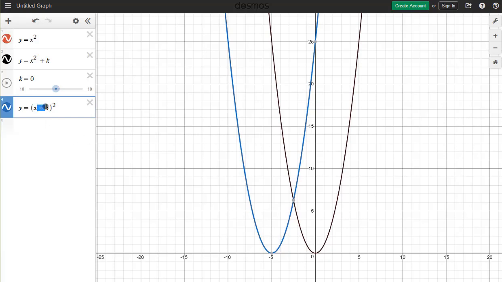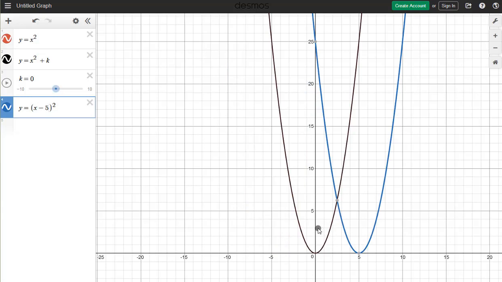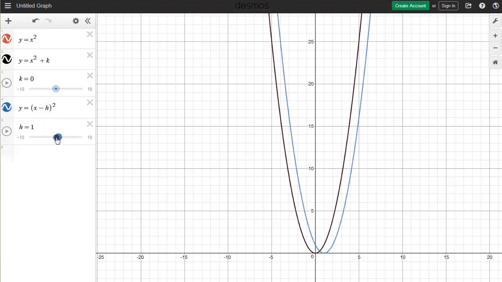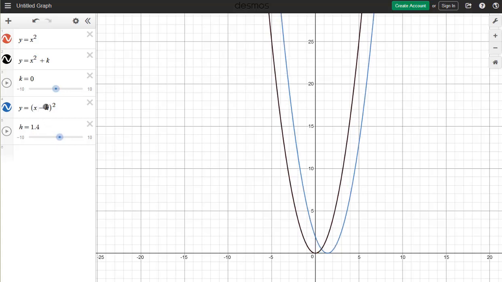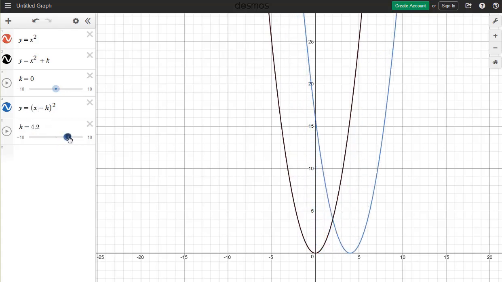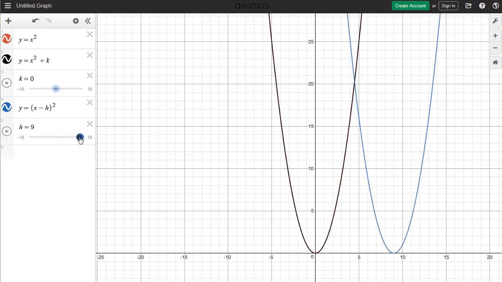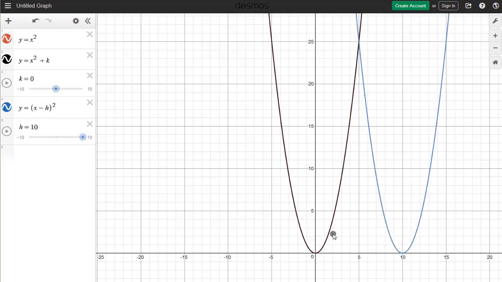So what would happen if we put in a negative 5? Where would it go? And it's right up here. It moved it to the right 5. So many people will leave that as a negative and put this little h in there and put in this slider. And as h gets bigger, because we've now put it in as a minus sign, it will actually slide to the right. So if we're at 10, that means we have slid right to the 10. So there's a minus h here and a plus k there.